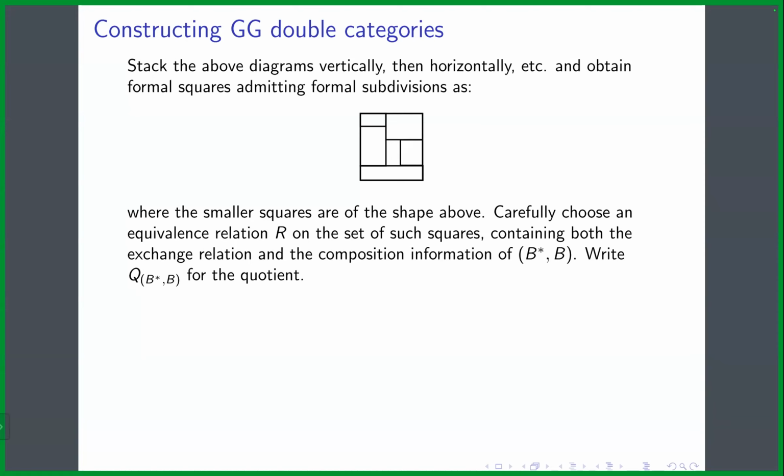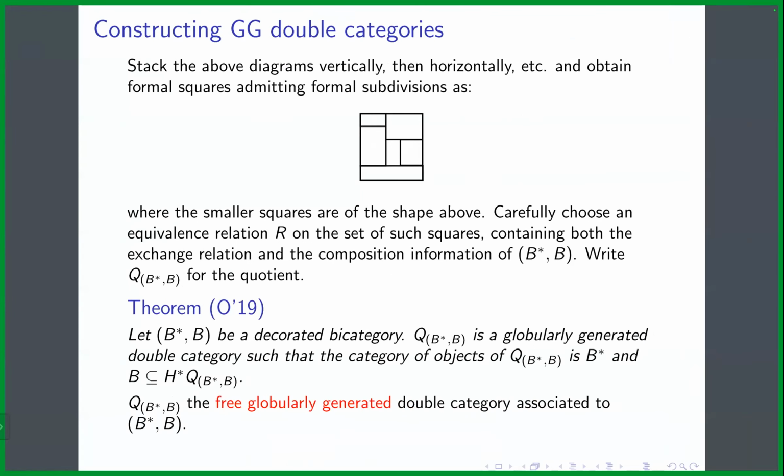Once we've done this, we carefully choose an equivalence relation R on the set of these formal squares containing both the exchange relation and the composition information of (B*, B). Then we consider the quotient and call that Q(B*, B). A theorem proven in 2019 says that if (B*, B) is a decorated bicategory, then Q(B*, B) is a globularly generated double category, having the same category of objects as the decoration of (B*, B), and such that the horizontal bicategory of Q(B*, B) contains the original bicategory.